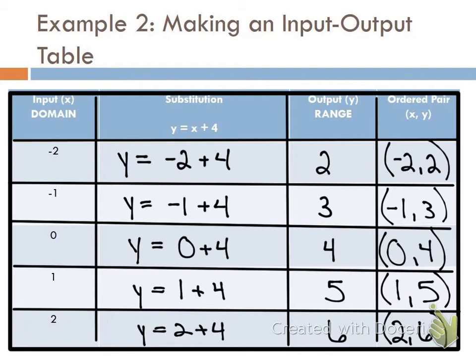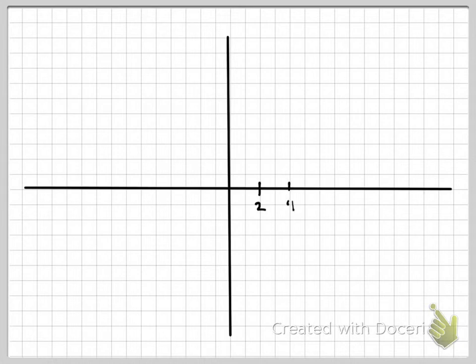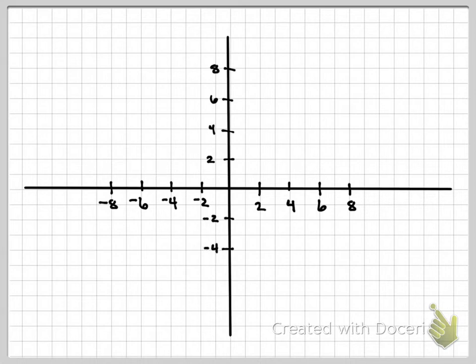So now today we're going to take that a step further and we're going to take those ordered pairs and graph them. All right, so you should have one of your graphs already labeled. The first ordered pair on that table was negative 2, 2. So I'm going to plot a point on negative 2, 2. Now I want you to plot the other 4 points from that table. Plot them on your graph.